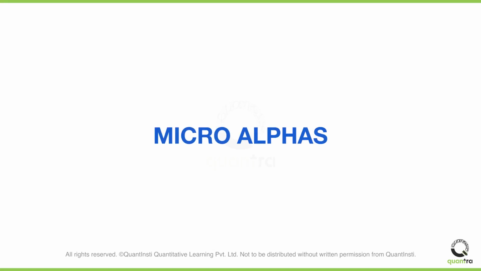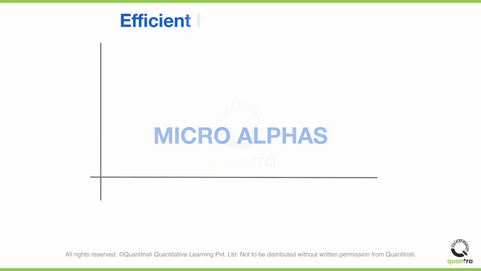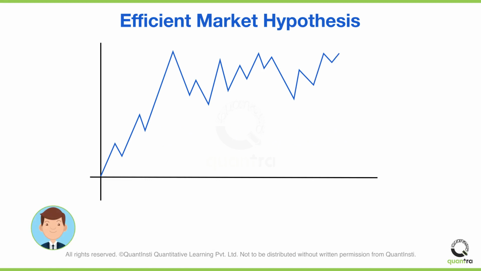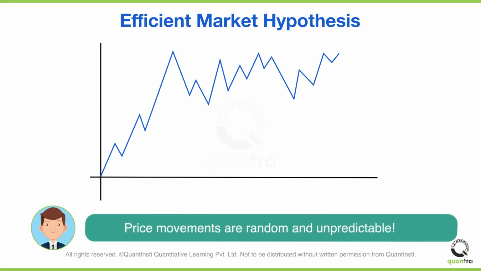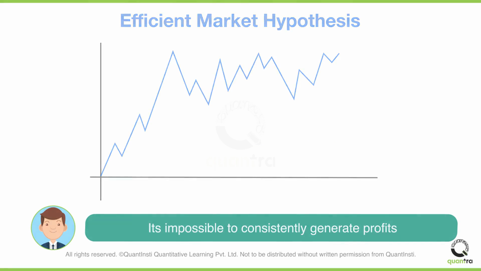Welcome to this video on micro-alphas. The efficient market hypothesis states that all information available to the market is contained in the current price. In other words, price movements are random and unpredictable. As a consequence, it would be impossible to consistently generate profits.